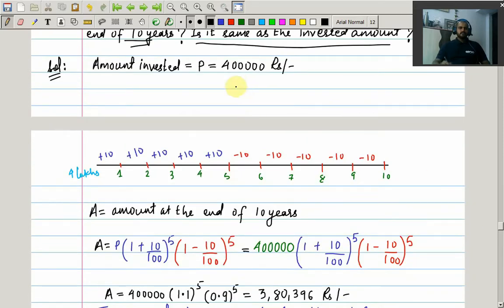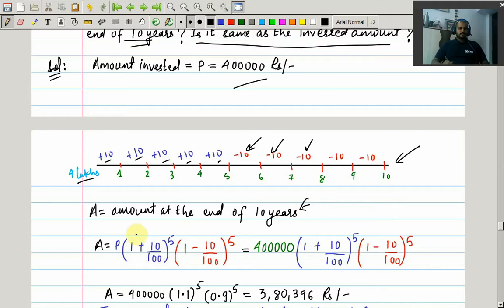So the amount invested is 4 lakh rupees. Here is the timeline diagram. 4 lakhs in the beginning, then its growth for the first 5 years is 10%, 10%. Then for the remaining 5 years it faces depreciation of minus 10%. So what is the amount at the end of 10 years?